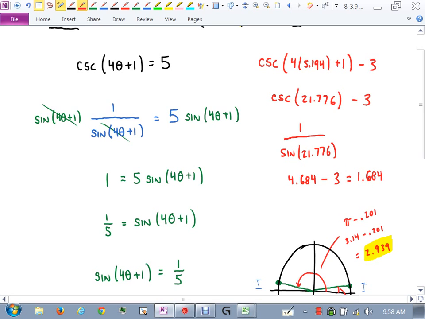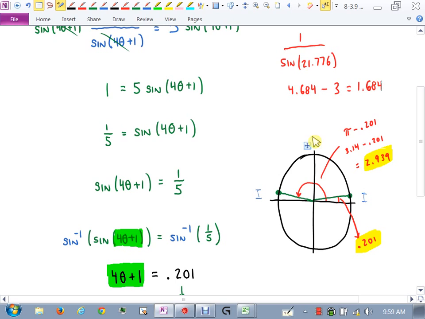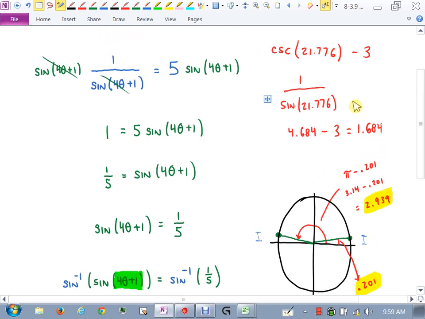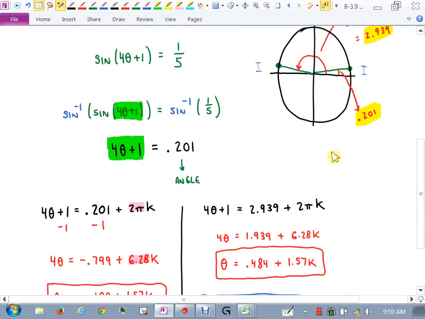But that's how much rounding error. What are we supposed to get? We're supposed to get 2. That's how much rounding error we have in this. That's the danger of rounding: if you round too much, you get so much error, it's almost not practical to do it that way.